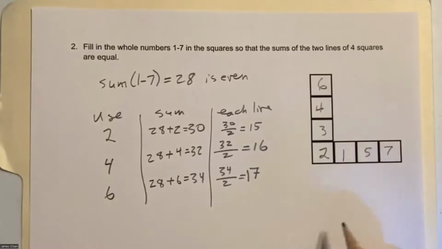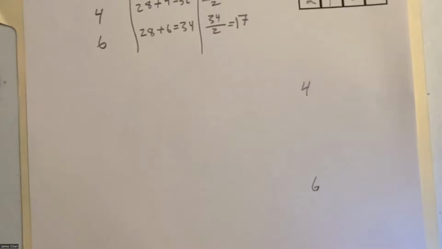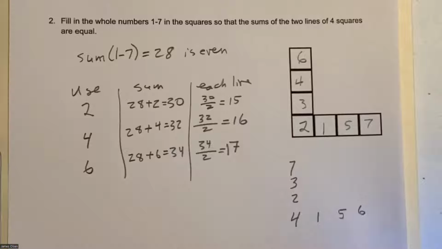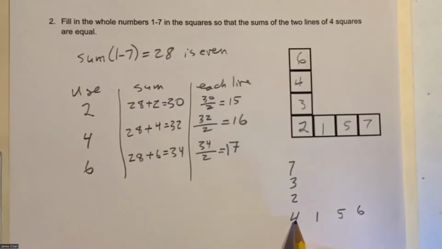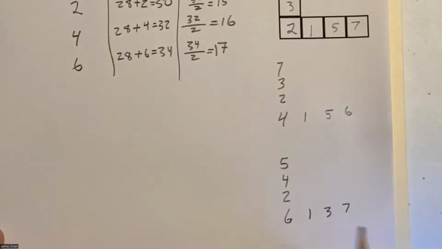Pause the video now to see if you can get the 4 to work down in the corner and the 6 to work down in the corner. If we put 4 in the corner position, the key position, each line is going to be 16. I believe these are the numbers that work. And if we put 6 in the key position, the sum of each line is 17, and I believe these are the numbers that work. Let's move now to our final example.